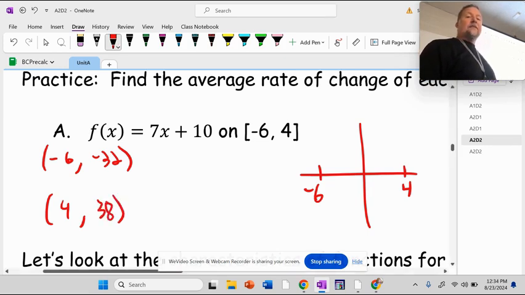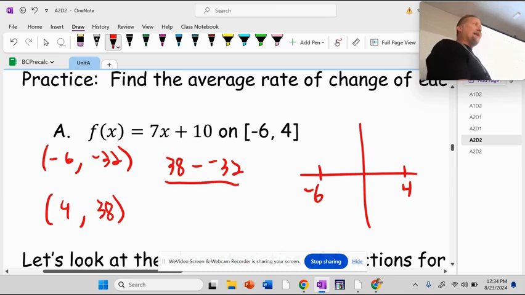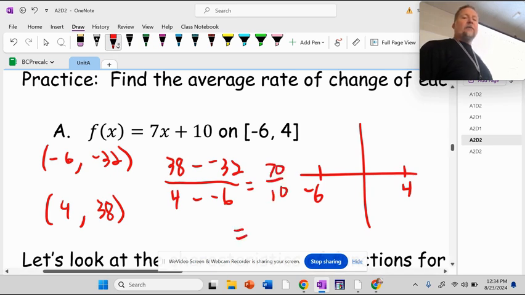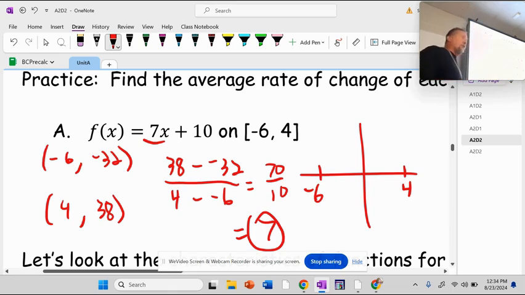And then I find the slope between these 2 points. So I don't want to go ahead and graph it. I wish I could if we had time. And then you'll see why the answer is going to be 7. The average rate of change between 2 points on a line is the slope itself. 70 over 10. What's 70 over 10, everyone? 7. And that should have happened. The average rate of change between any 2 points on a line is the slope of that line.